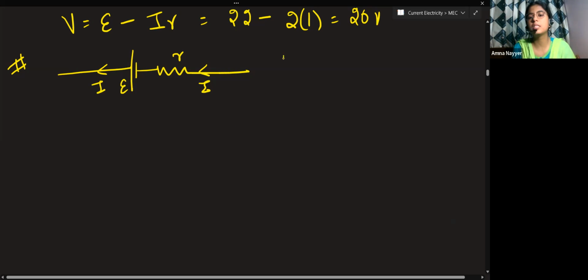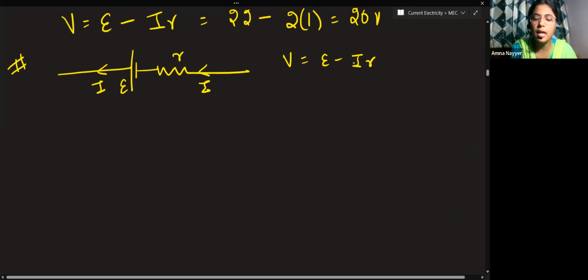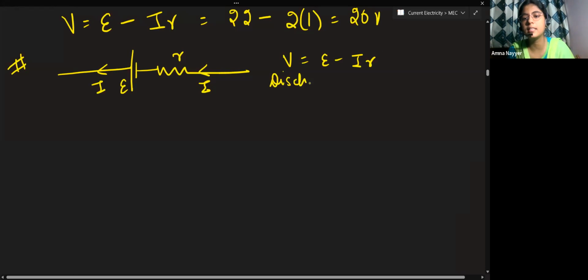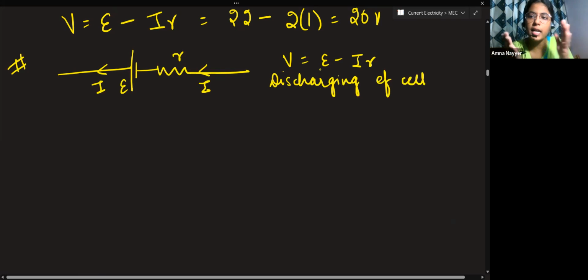So here we use this equation: V is equal to E minus Ir. E is the EMF of the cell, I is the current, r is the internal resistance of the cell. Now, this phenomenon is known as discharging of the cell. Whenever you see this direction, that current is coming out of the cell, then you call it discharging of the cell.